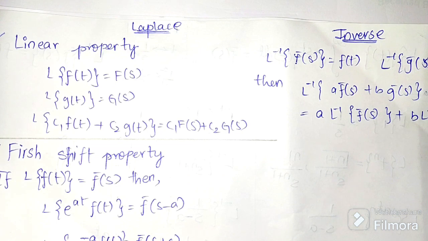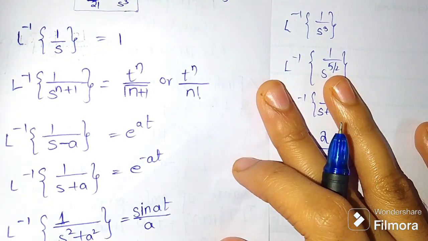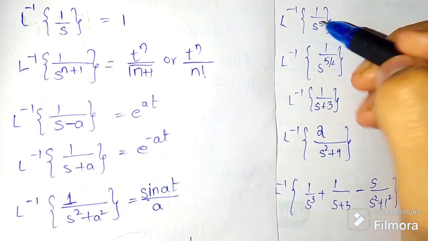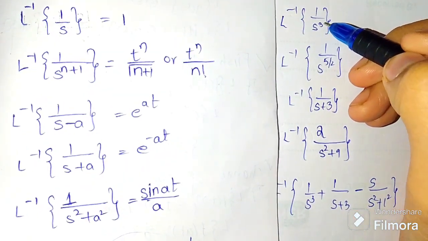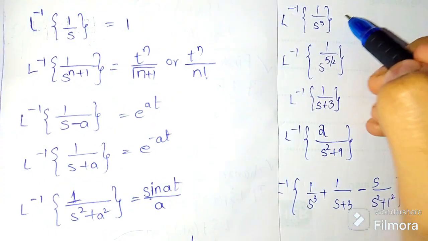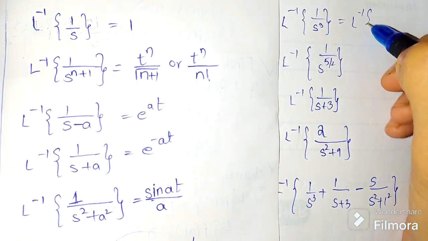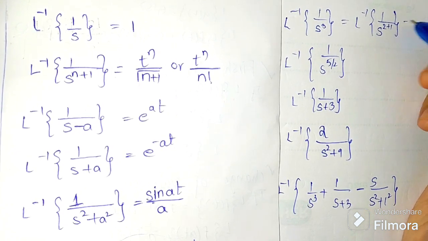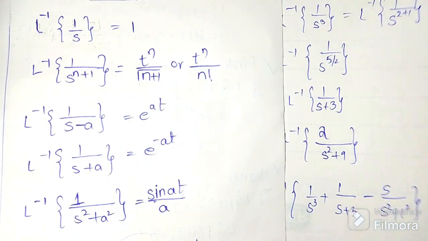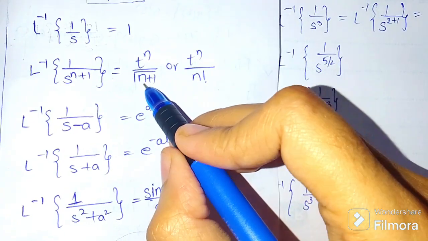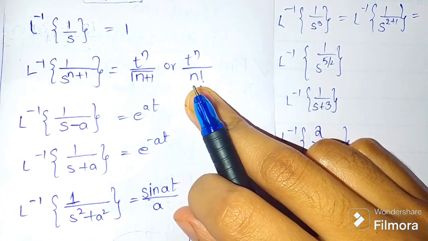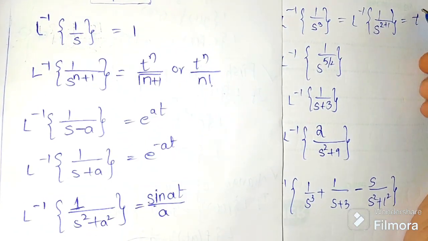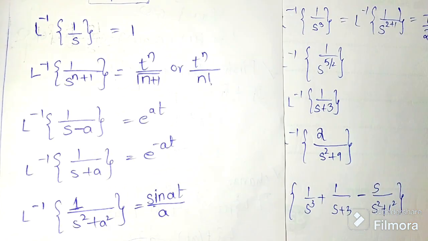Now let's see some questions. Okay, for some time I'll keep this formula side only. You should remember all this. Here s cube is there, but in the formula we have s power n plus 1, so we need to write in that form. 1 by s power 2 plus 1. So now n is 2. Therefore this will be t power n by n factorial. Which should you choose, this form or this one? This is for natural numbers, this is for fractions. So we should use this one. So the answer will be t square by 2 factorial.